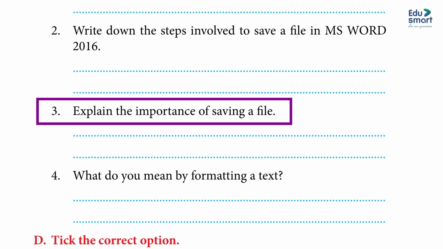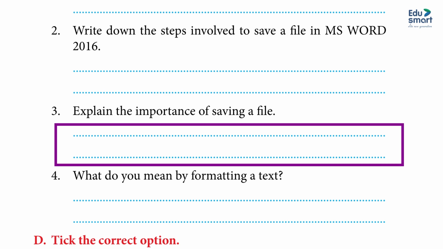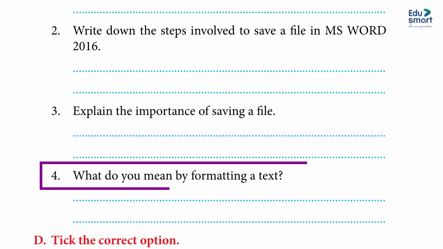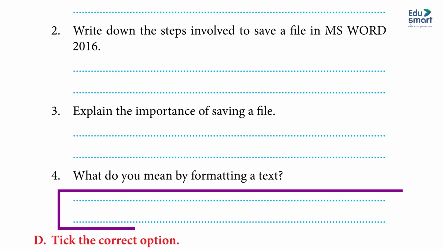3. Explain the importance of saving a file. Answer: Saving a file is very important. When we save a file, it can be used later to work on it. We should always save a file before closing it. 4. What do you mean by formatting a text? Answer: Formatting a text in MS Word includes changing the font, bolding the text, and changing the font color and size.